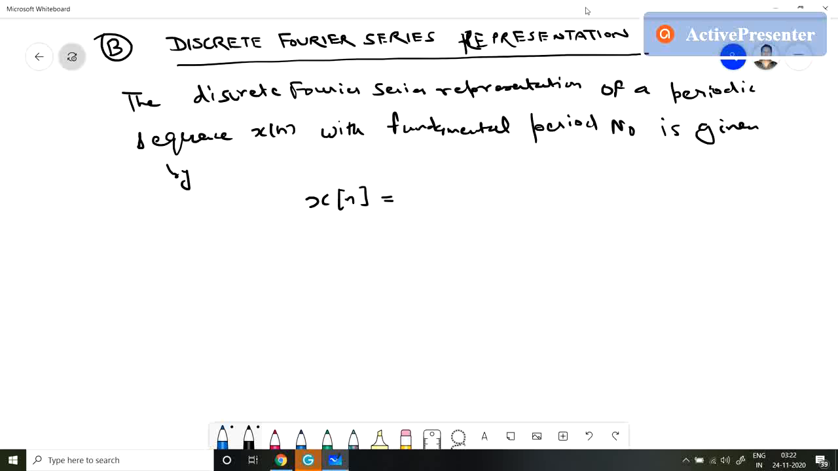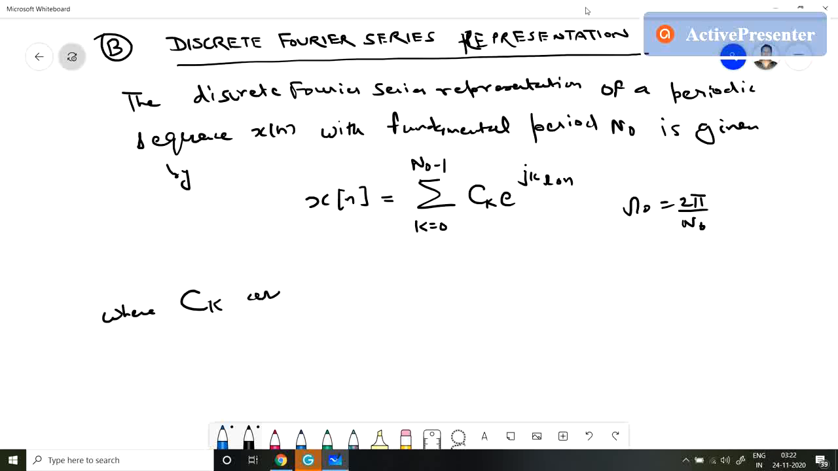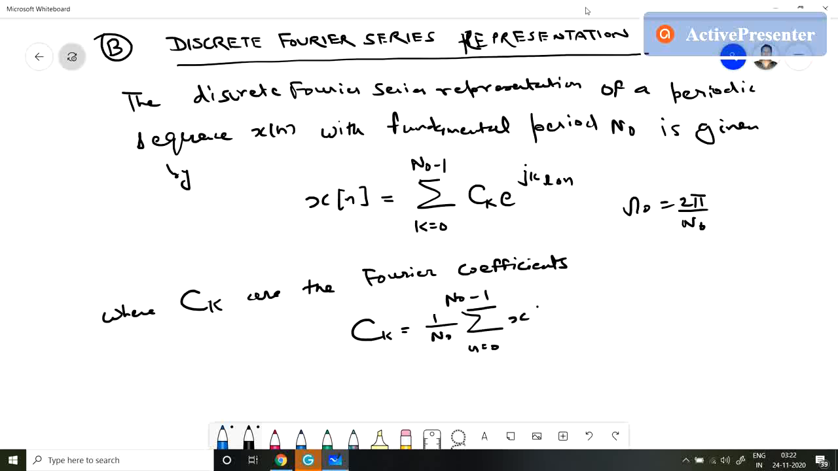xn equals summation k equals 0 to capital N naught minus 1 of ck e raised to the power jk ohm naught n, where ohm naught is equal to 2 pi divided by n naught, and n naught is the fundamental period. Here ck are the Fourier coefficients, given as ck equals 1 divided by n naught summation n equals 0 to capital N naught minus 1 of xn e raised to the power minus jk ohm naught into n.